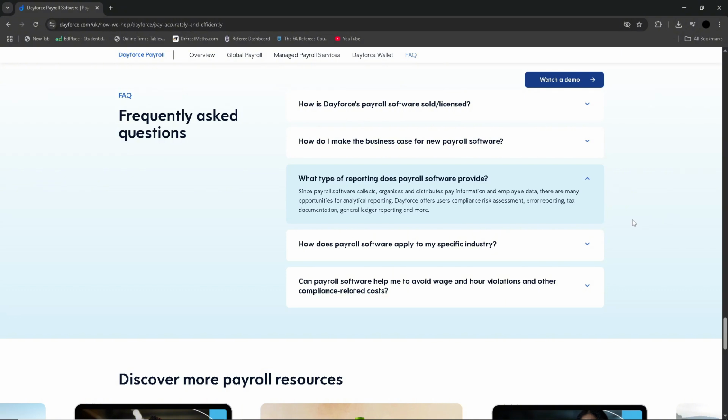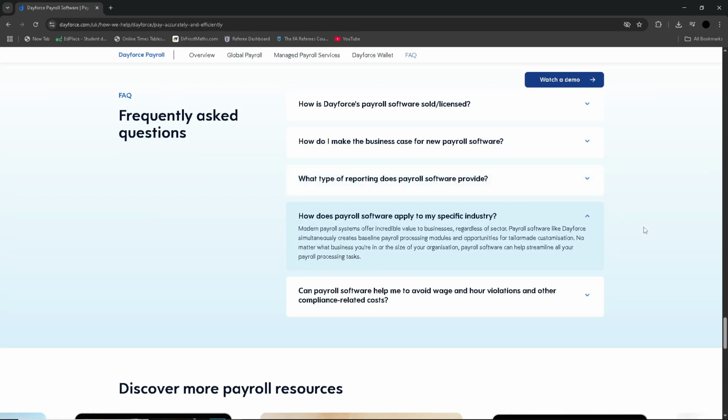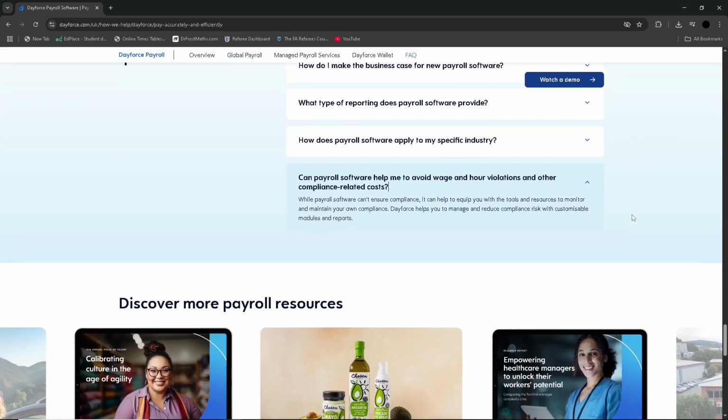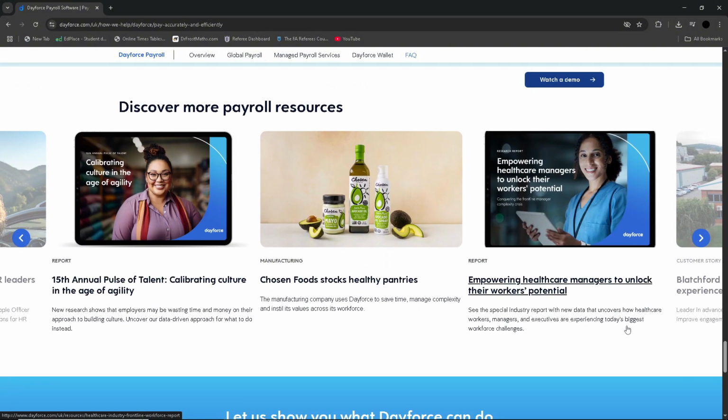Dayforce pricing. Dayforce Payroll follows a subscription-based pricing model, with costs varying depending on the size of the organization, the number of employees, and the modules selected. Larger companies with thousands of employees can expect a much higher cost, especially if they require additional functionality, such as benefit management, HR, global payroll capabilities, and more.